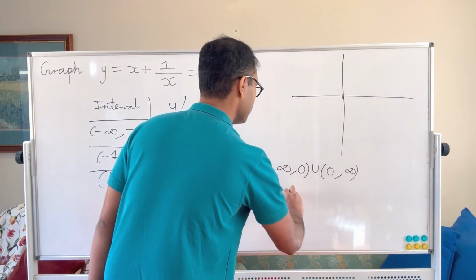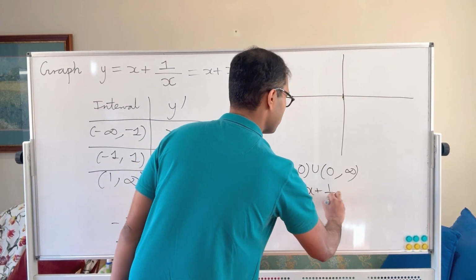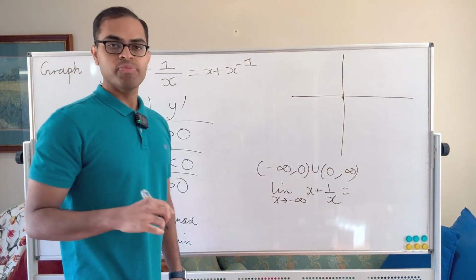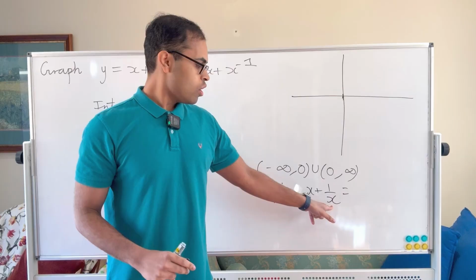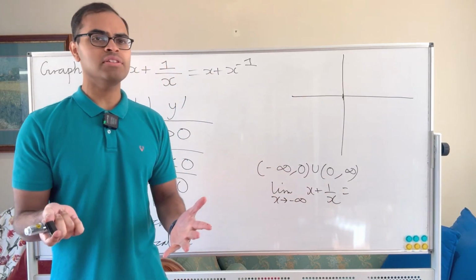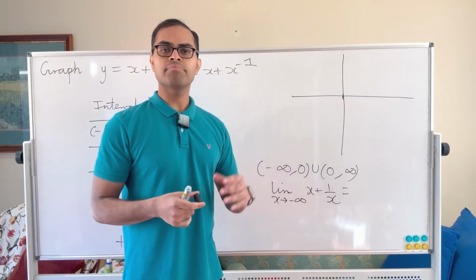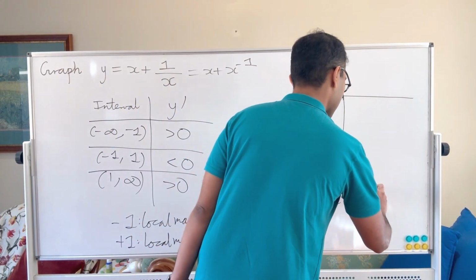Okay, so the limits we're going to be looking at are the limit as x goes to minus infinity of x plus 1 over x. So what's that going to be? The way we do this is that x is going to approach minus infinity, which means 1 over x is going to be very close to 0. So you're going to have minus infinity plus something very close to 0. It's just going to be minus infinity. Okay, so we're just going to get minus infinity here.